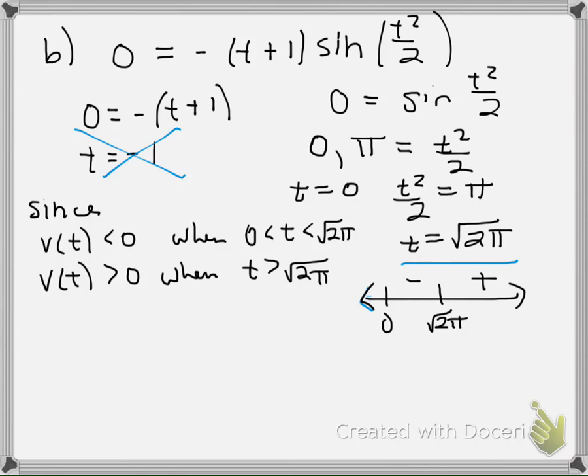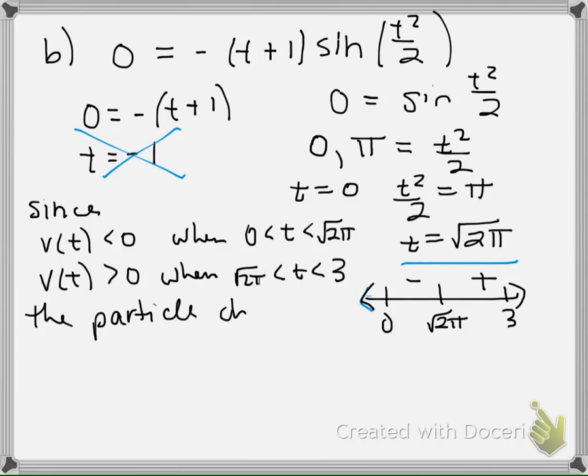Oh, and we actually had boundaries here. Our boundary was 3. So between square root of 2 pi and 3, the particle changes direction when t equals square root of 2 pi.